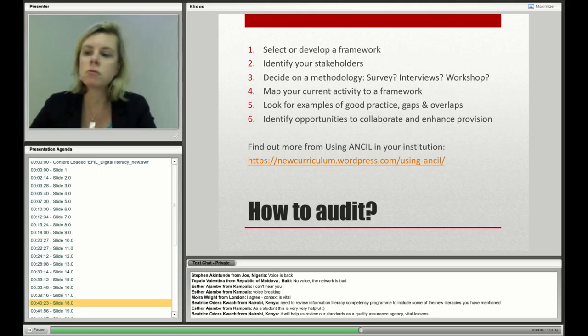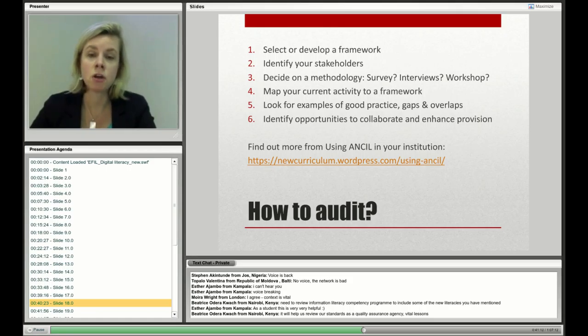We developed our own digital literacy framework in a sort of collaborative way, working with a wide range of stakeholders, from senior managers right down to also working particularly with students. The methodology that we chose was actually a combination of a survey and an interview to really find out what was going on and to reach as many people as possible.